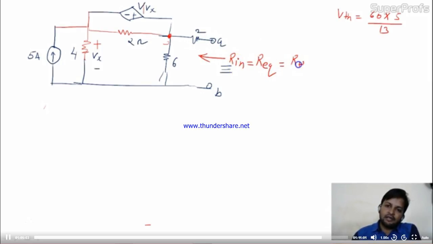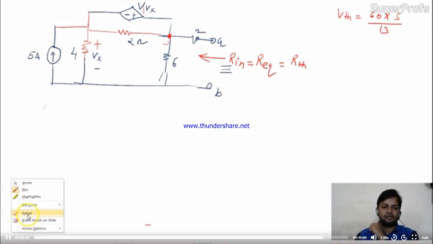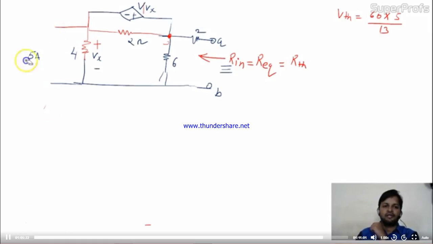This is nothing but RTH. Is it okay? So we know the procedure. Whenever we are having independent sources, we can open them, we can turn off them. So here the current source is given, the current source will go out. It will be open completely. There is no current source in the circuit now.